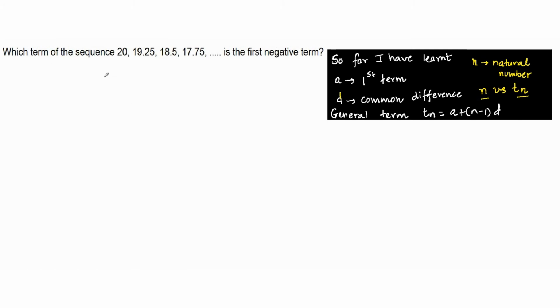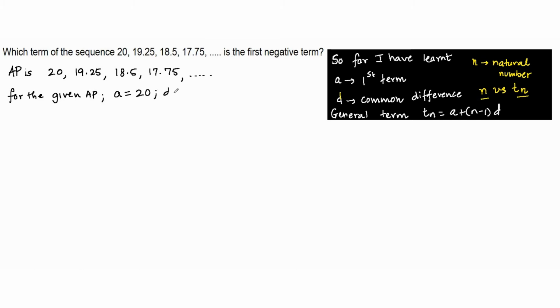So let's take a look at the following question. The AP is 20, 19.25, 18.5, 17.75, and so on. So for the given AP, A is equal to 20.